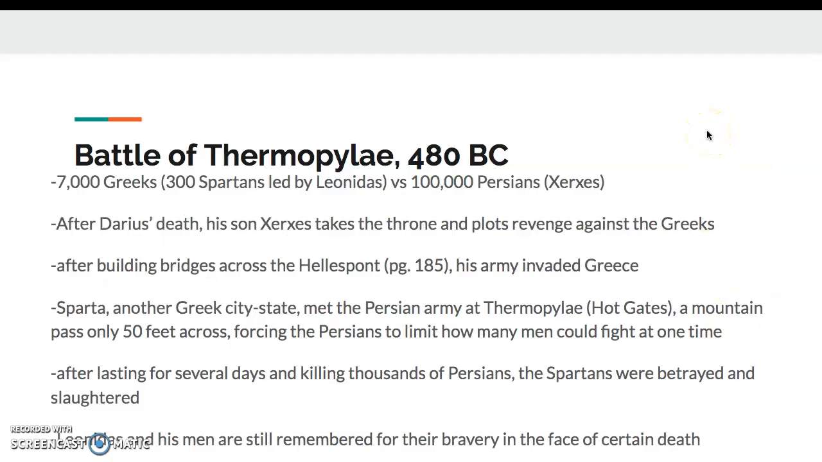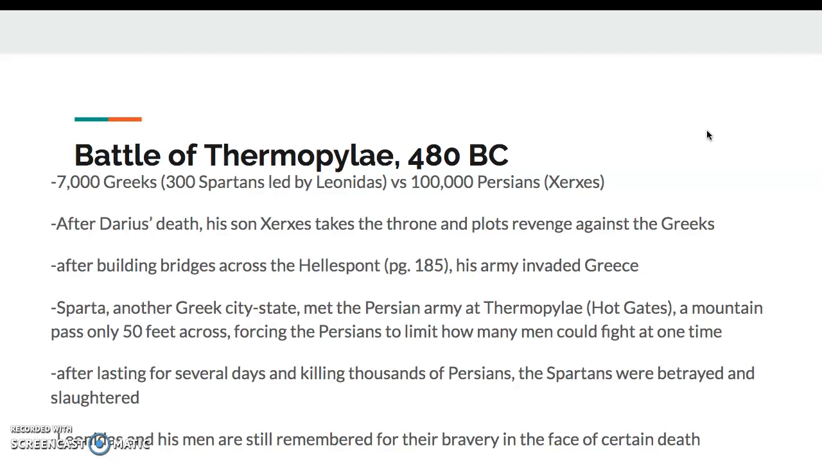The next battle, 10 years later, is the Battle of Thermopylae, again in Greece. This is in 480 BC, so you have 7,000 Greeks, of which 300 are Spartans, led by the general and king Leonidas, versus 100,000 Persians, led by Darius' son Xerxes. After Darius' death, his son Xerxes takes his throne and plots revenge against the Greeks.